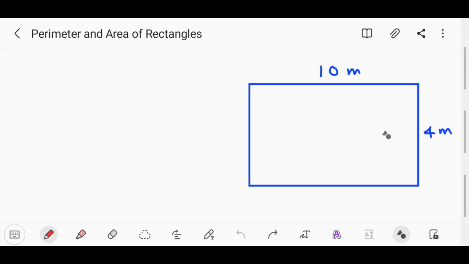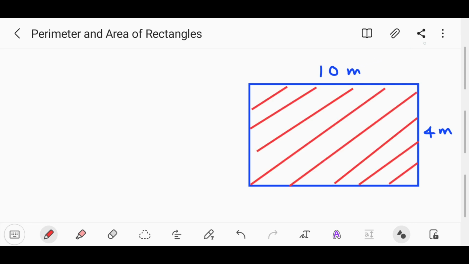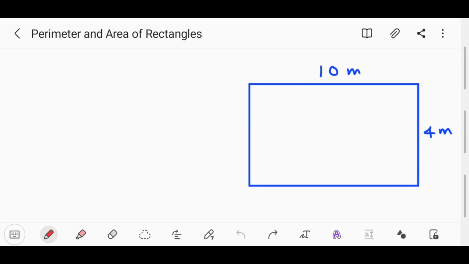What is the area of a shape? The area is the space inside a shape. To find this in a rectangle, we need to multiply the length by the width. So let's get started and try this example.